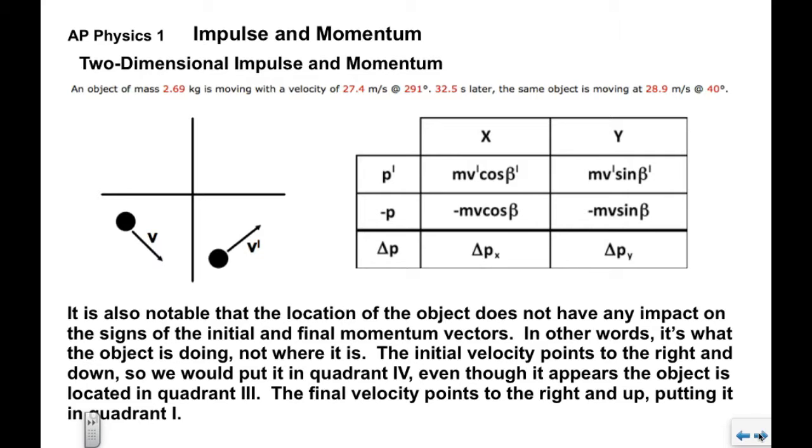The initial velocity points to the right and down, so it's in quadrant 4, even though the object may be located in quadrant 3 according to where the axes are set up. The final velocity points to the right and up, which means v prime and therefore p prime would be in quadrant 1.